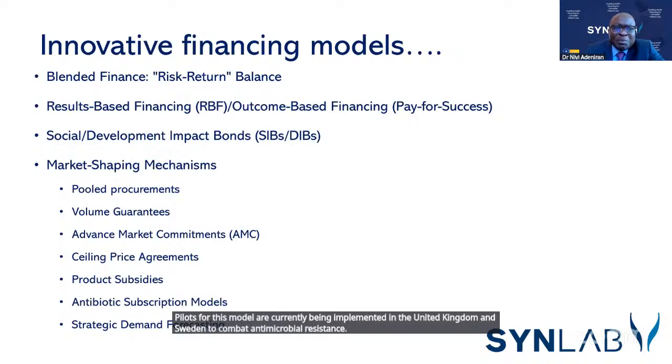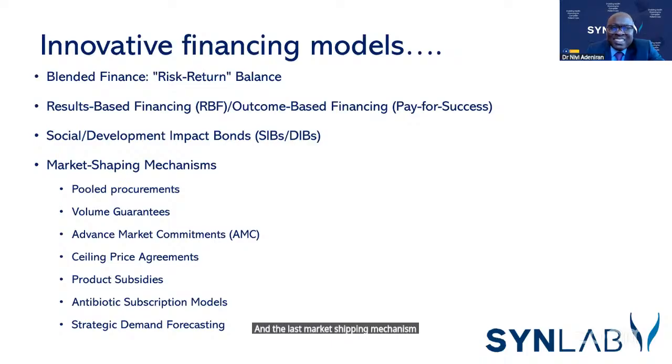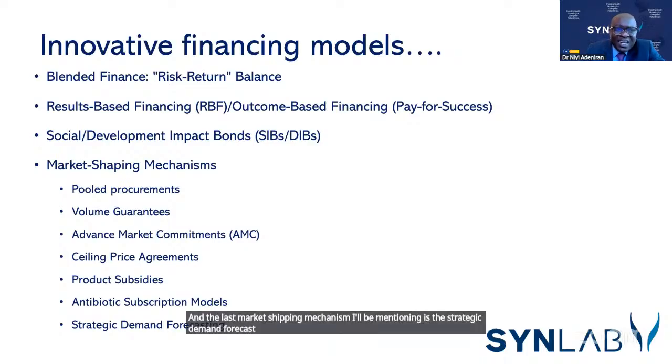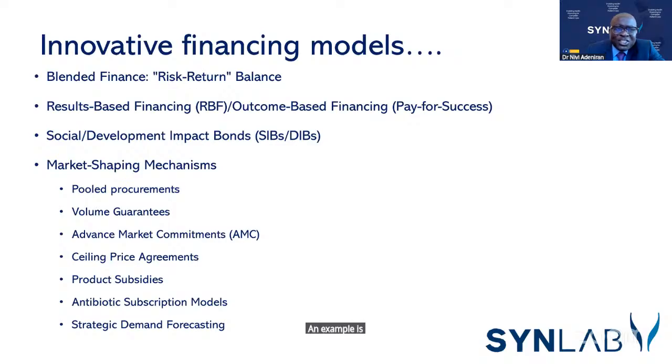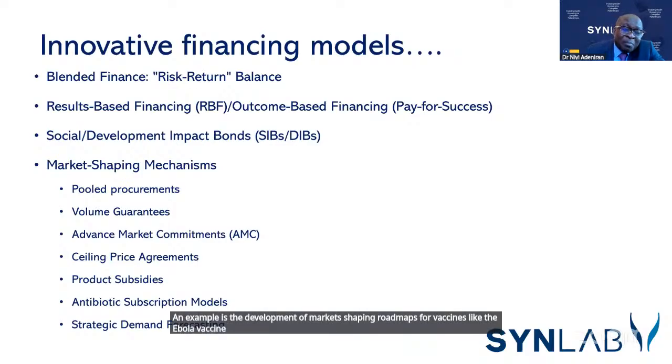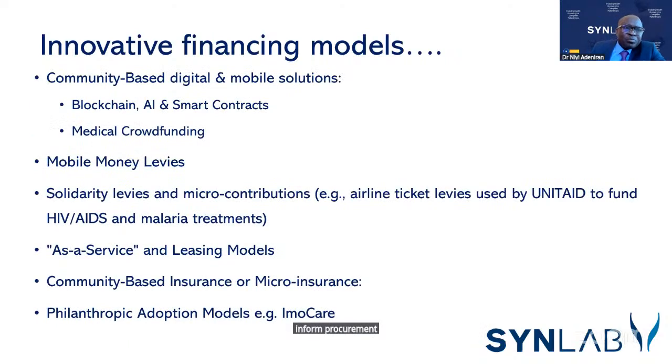And the last market shaping mechanism I'll be mentioning is the strategic demand forecasting. An example is the development of market shaping roadmaps for vaccines like the Ebola vaccine and malaria vaccine by Gavi to provide long-term visibility to manufacturers and inform procurement strategies.